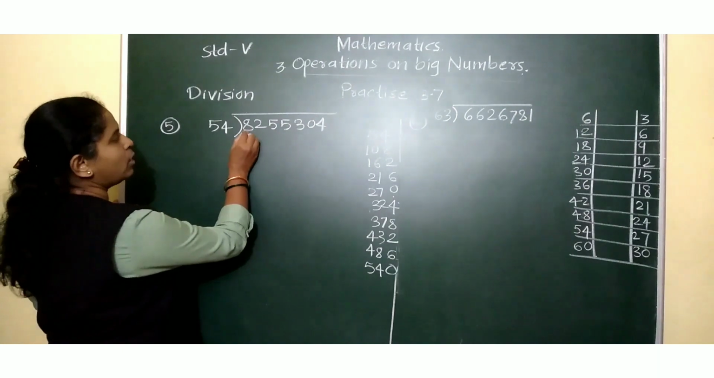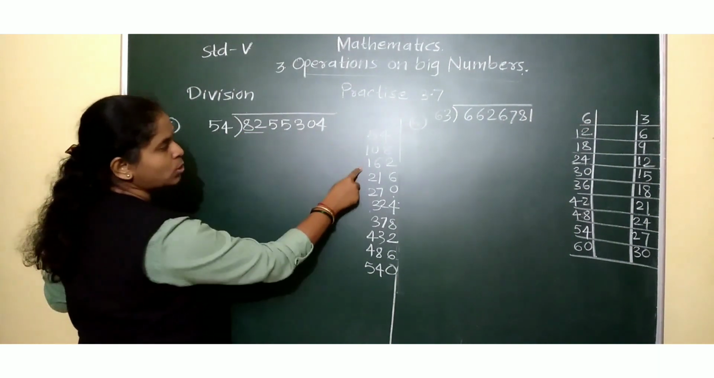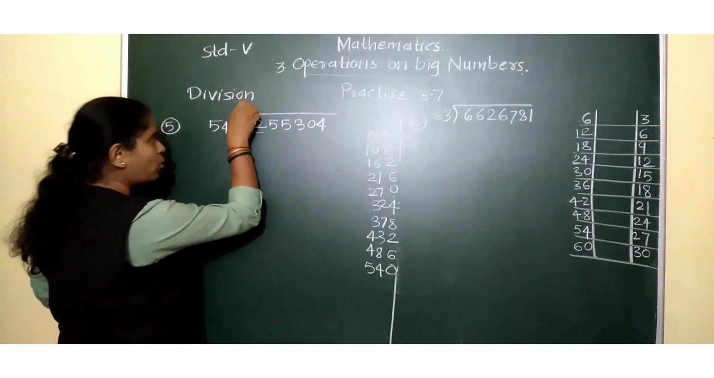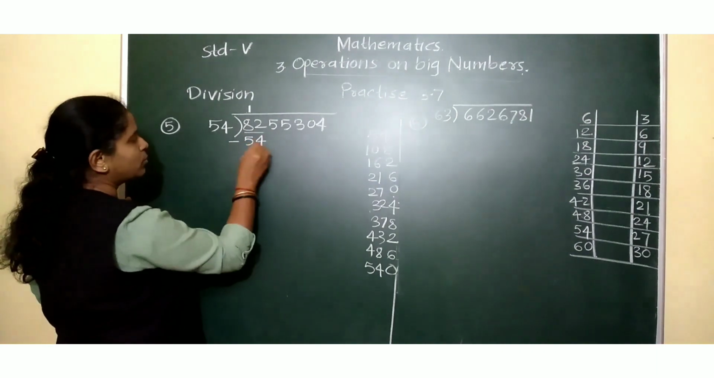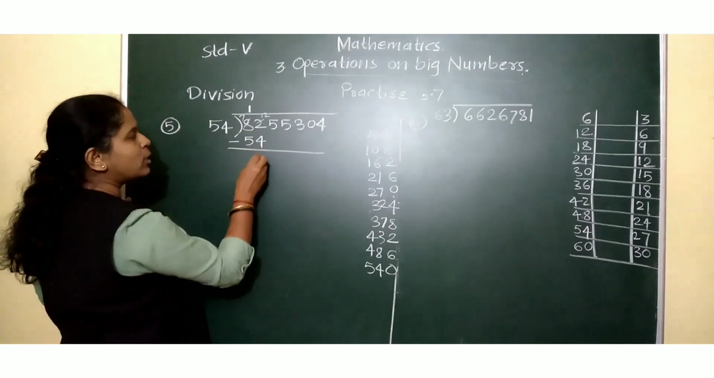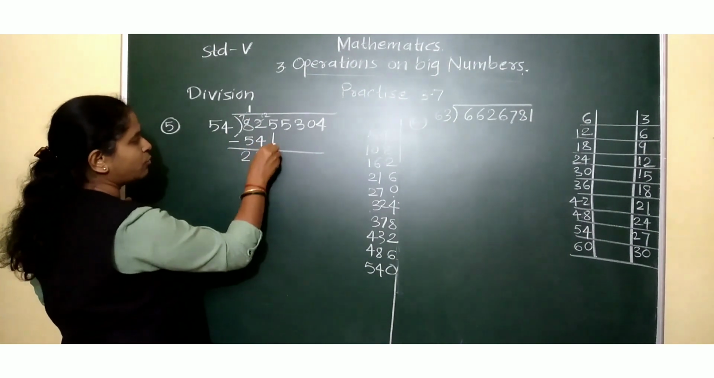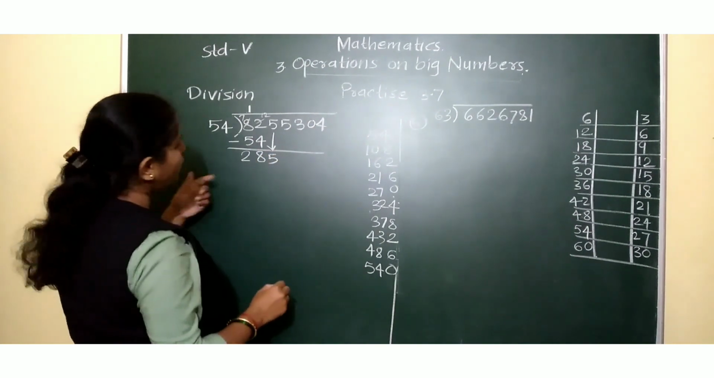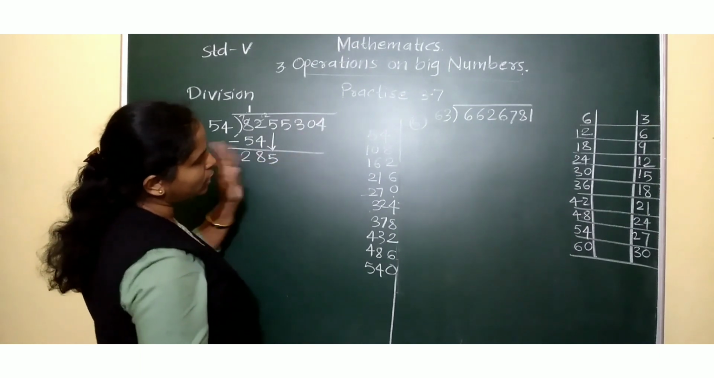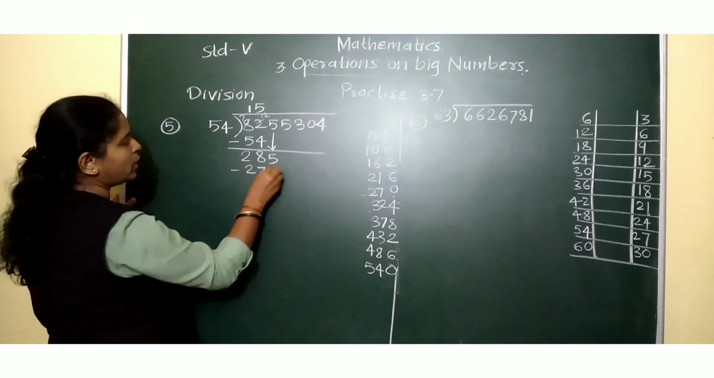Now see. Here also we will take the first two digits, 82. Now which number is close to 82? The number itself, that is 54. So 54 ones are 54. Okay. Subtract. 12. Here 7. 12 minus 4, 8. And 7 minus 5, 2. Take 5 down. Now which number is closer to 285? 270. At which place is it? Fifth place. So 54 5s are 270.